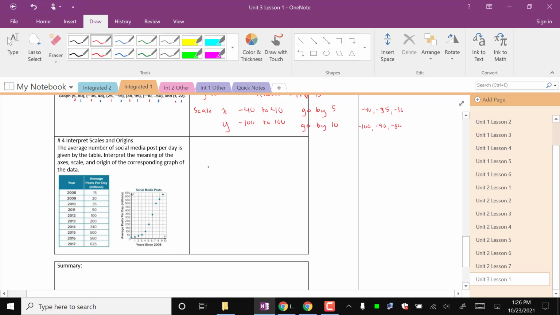So x is the number of years since 2008. Y, well, that's the average number of posts.